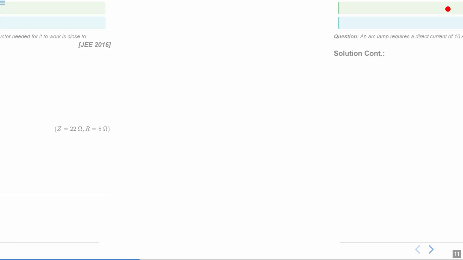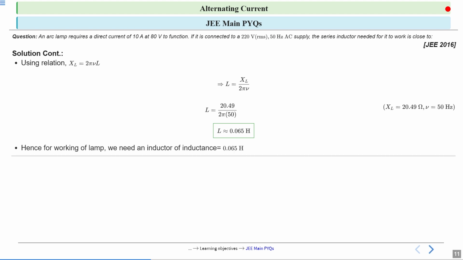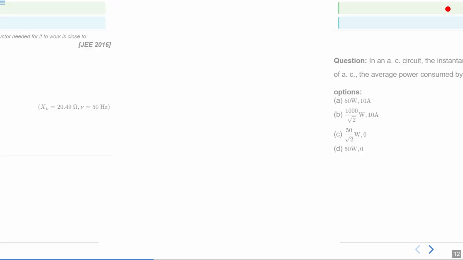Now we will find L from here. We know that using the relation X_L equal to 2 pi nu L, L is equal to X_L upon 2 pi nu. X_L is 20.49, upon 2 pi, and nu given in the question is 50 hertz. So L will be approximately equal to 0.065, or close to 0.065 Henry. Hence for working of the lamp, we need an inductor of inductance 0.065 Henry.